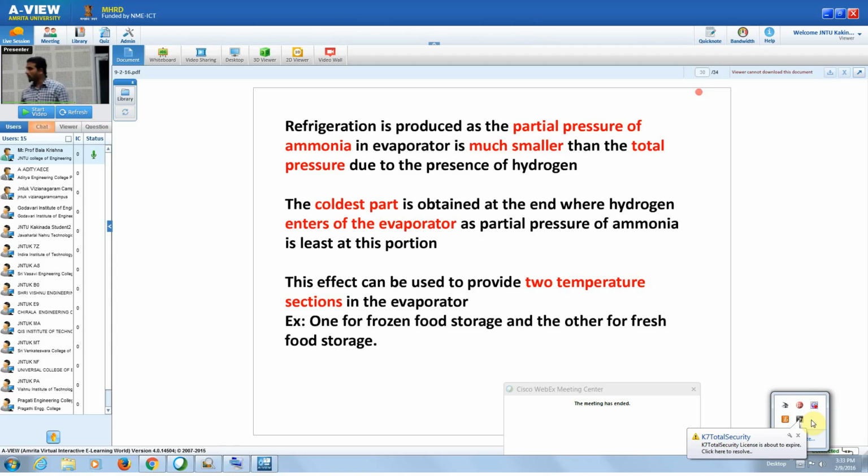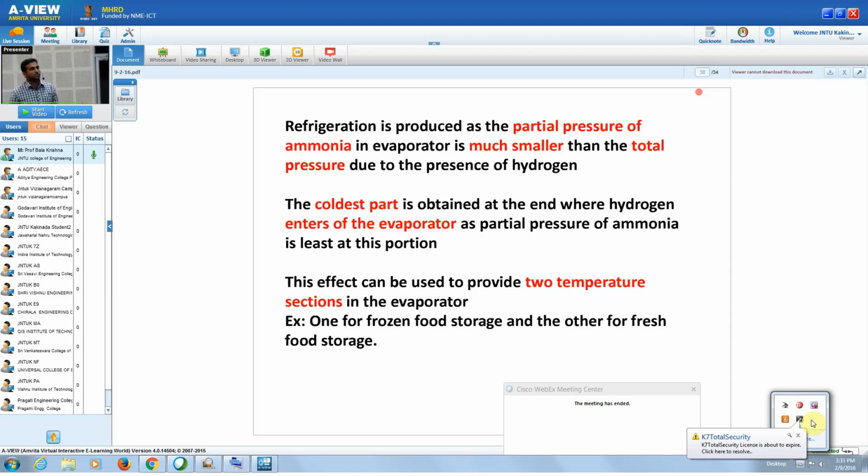Therefore, the advantage of this particular system is that you can create some locations where, if you need to freeze the products, you can place the products at the point where you get the minimum temperature. And if you just want to cool the products, you can place them at some other location in the evaporator. This is the advantage.